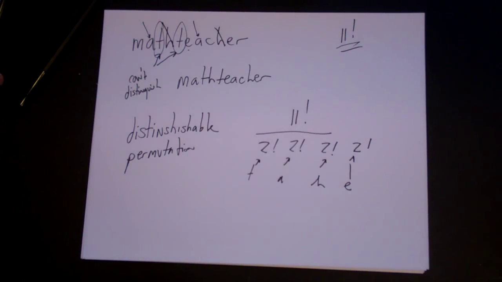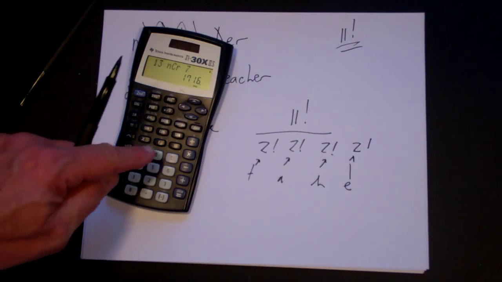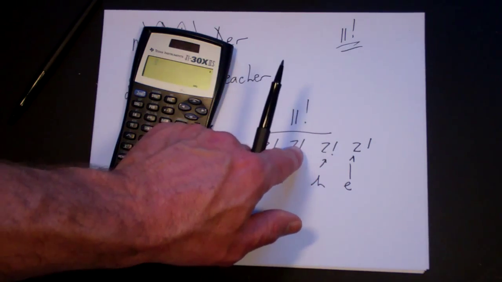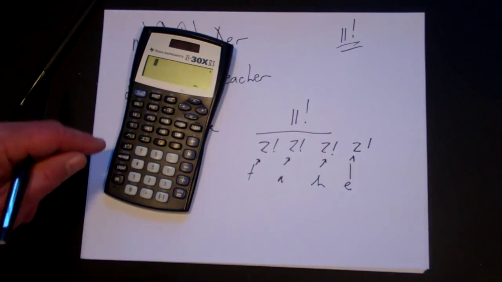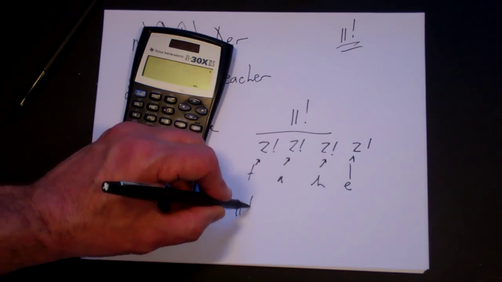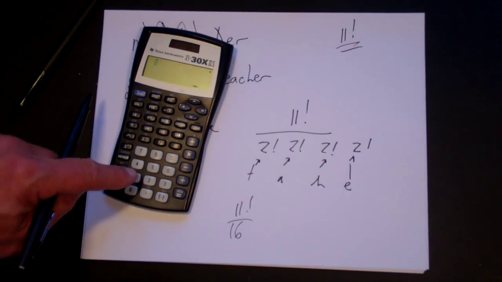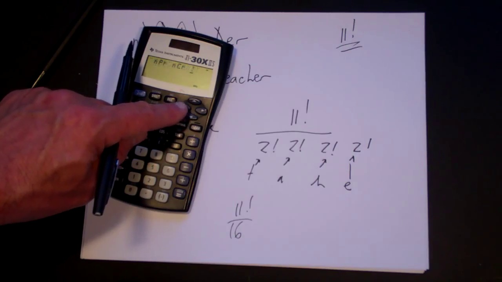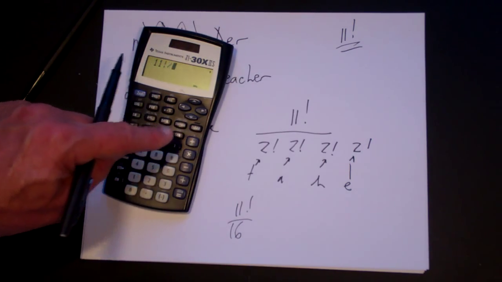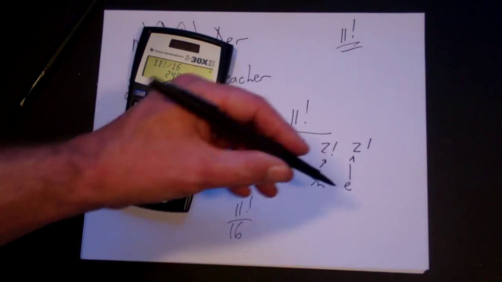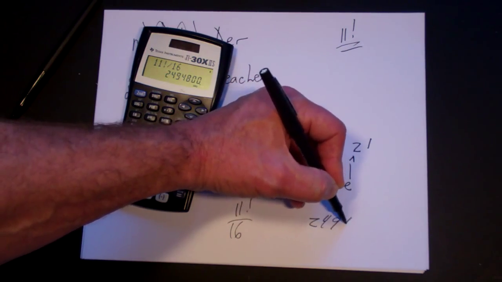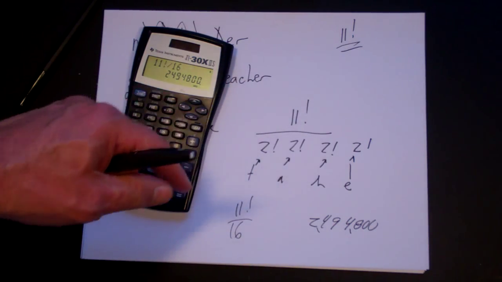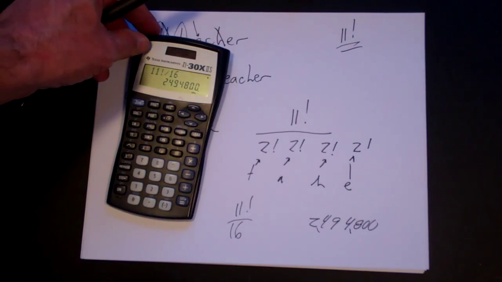So that's going to be your final answer there. The easiest thing to do is divide that. 2 factorial is just 2, so that's 2, 4, 2 times 4, 8, 16. So it's 11 factorial divided by 16. Let's do 11 factorial divided by 16. You get 2,494,800. Still a lot of different ways to do it, but fewer because some of the permutations are indistinguishable.